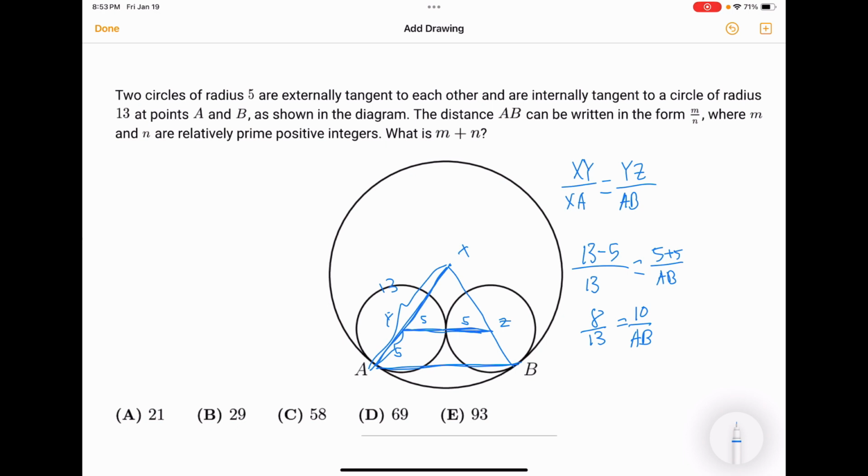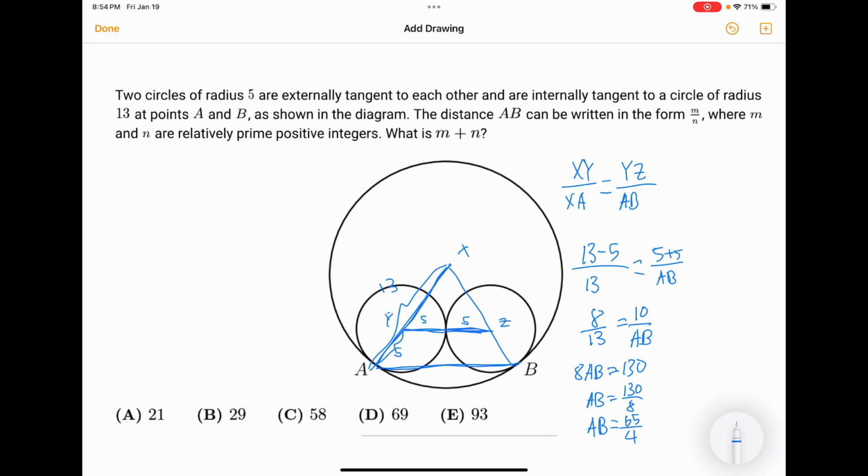So now we have a very simple ratio equation, and then we can just cross multiply. So we have now figured out the distance between A and B, which is 65 over 4.